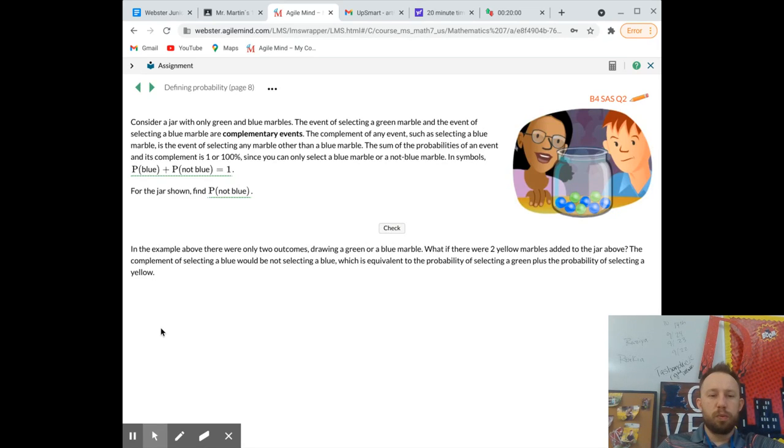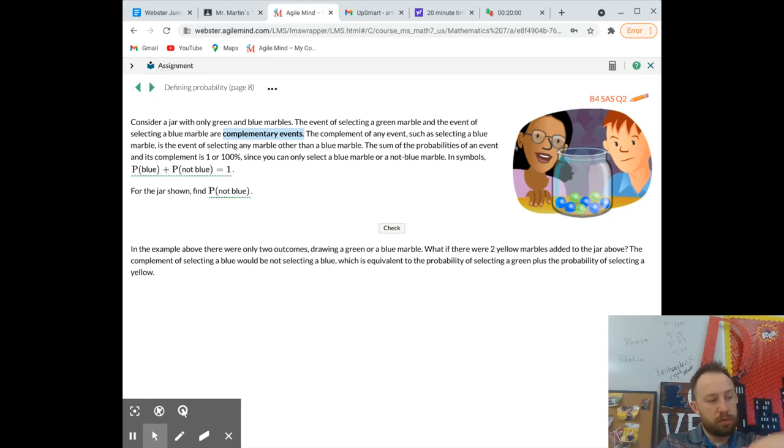All right. If you would read this for us, Roykia? Consider a jar with only green and blue marbles. The event of selecting a green marble and the event of selecting a blue marble are complementary events.